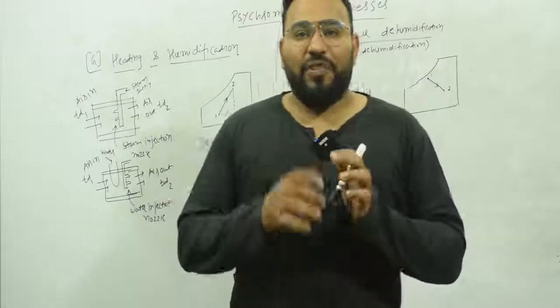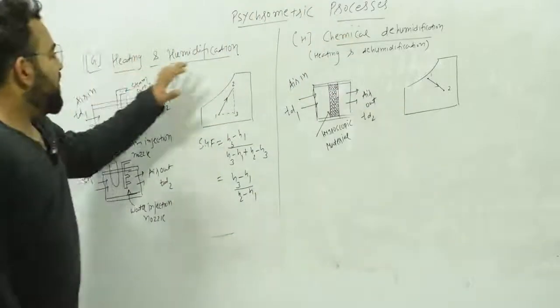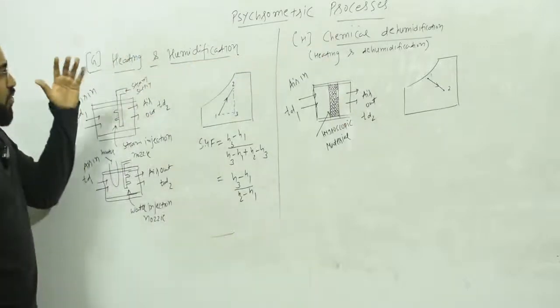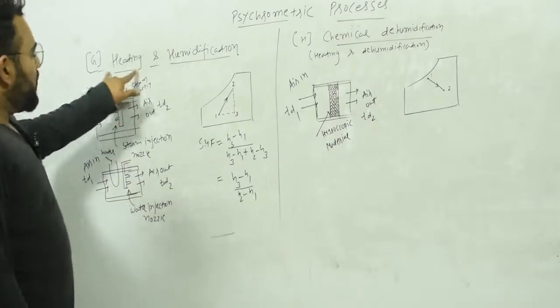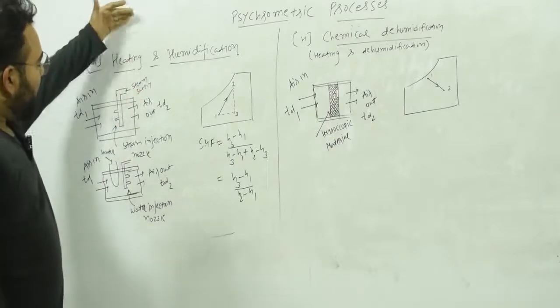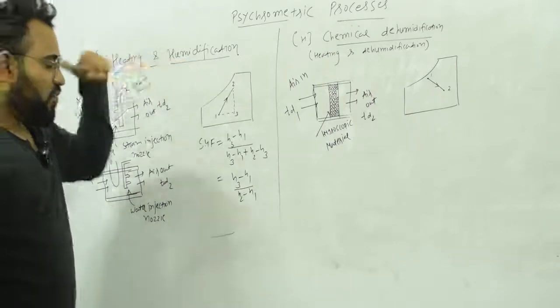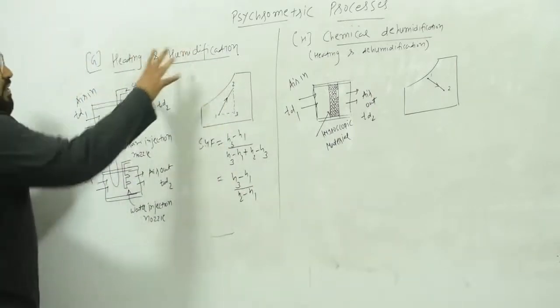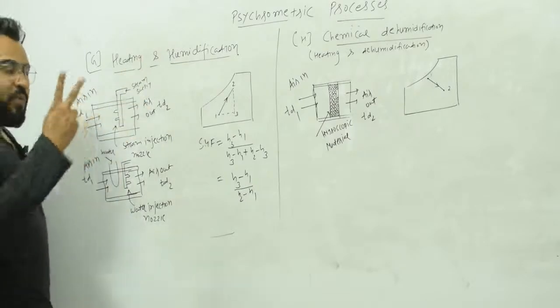Now the next process is heating and humidification and chemical dehumidification. Okay, first we will see heating and humidification. As the name suggests, what is going to happen over here? The heating of the air is going to happen, and humidification means water vapor is going to be added into the air. Now you can see how we can do this process. There are two ways of doing this process.